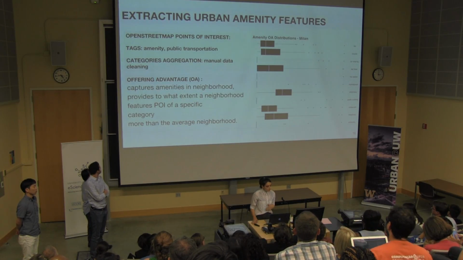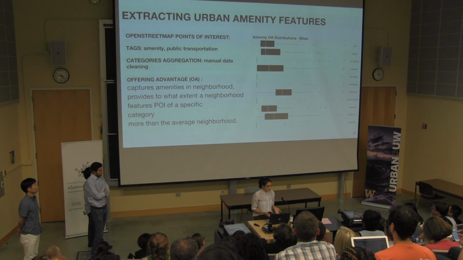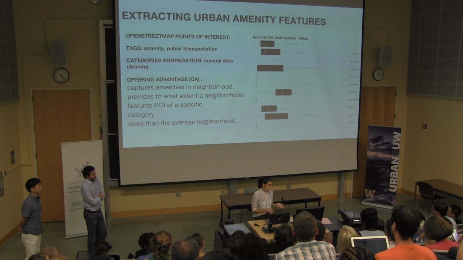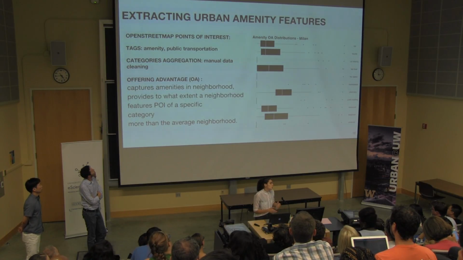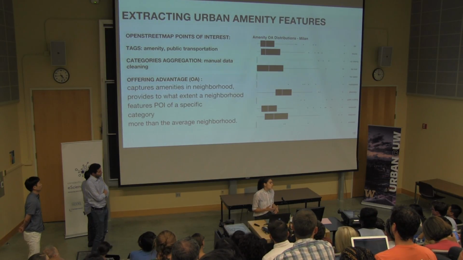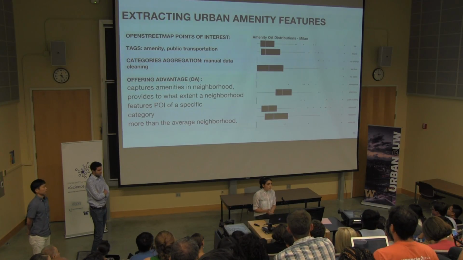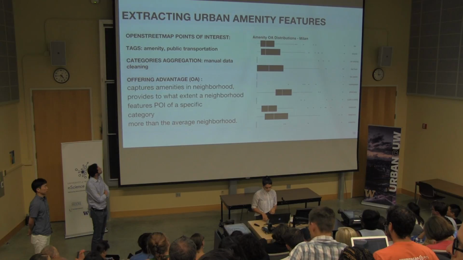And then we wanted to not just use the density of points, but we wanted to capture amenities in a given neighborhood based on a specific category that occur more than in the average neighborhood. So we calculated this offering advantage, so that a given neighborhood has a certain offering advantage for a category compared to the rest of the city.